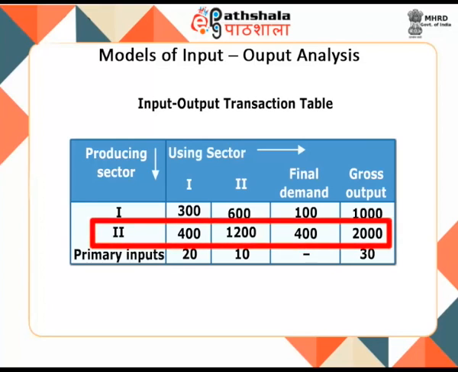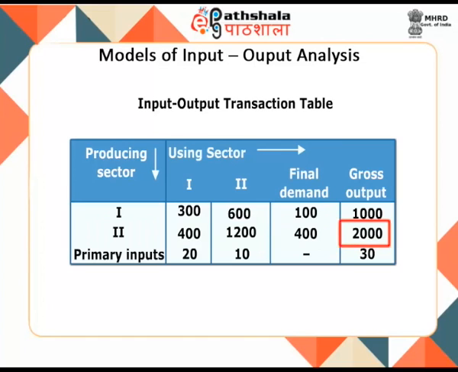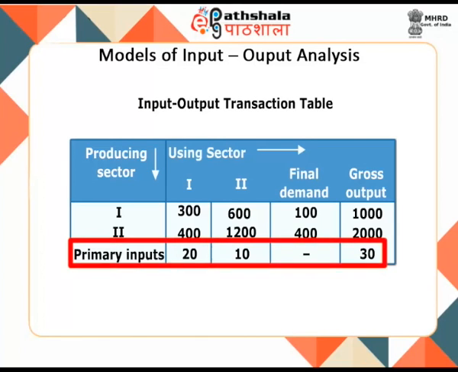The second row shows that Industry 2 has produced 2000 units of output, of which 400 units are used by Industry 1, 1200 units by Industry 2 itself, and only 400 units are available for final consumption. Again, out of 2000 units produced by Industry 2, 1600 units are used up as intermediate inputs. The last row shows the amount of primary input labor used by the two industries.